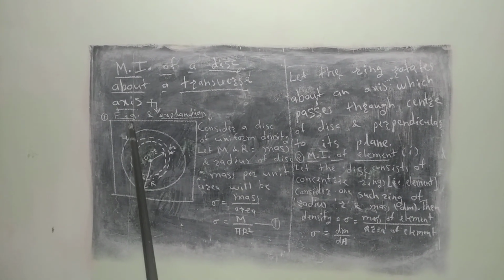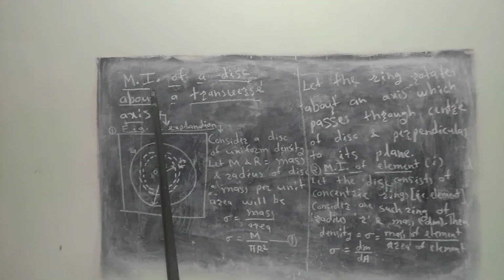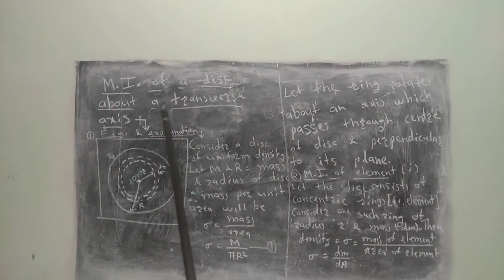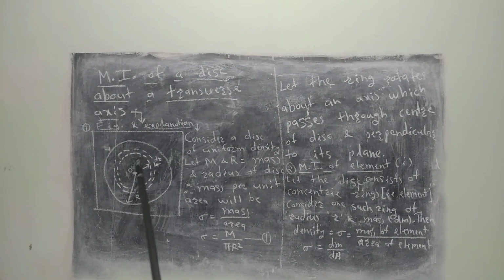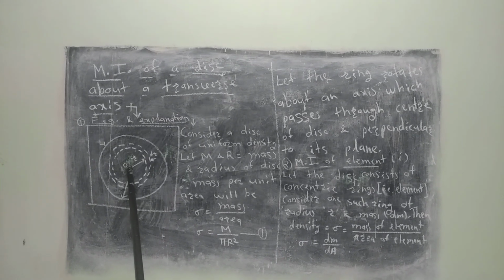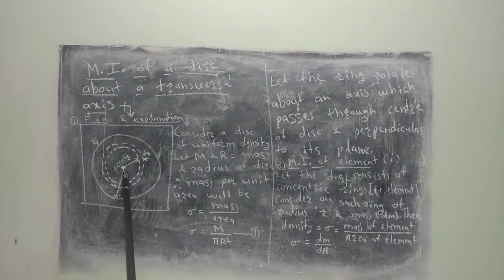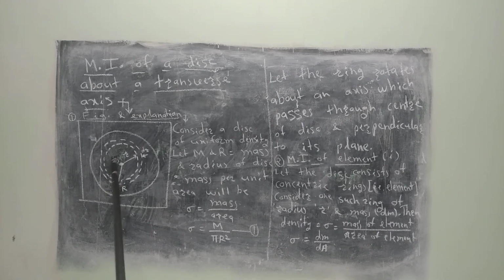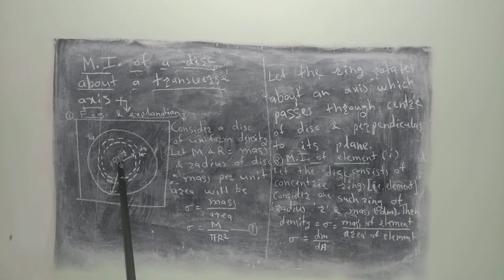So, in examination, if the question is asked, find out the moment of inertia of the disk about a transverse axis. Transverse axis means a line which passes through the center of the body, in this case the disk, and is perpendicular to its plane. So this axis is perpendicular to the blackboard and passing through the point O.